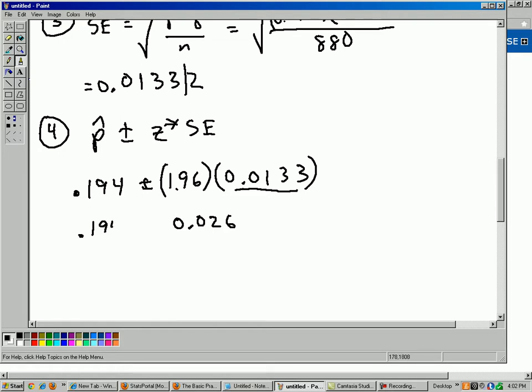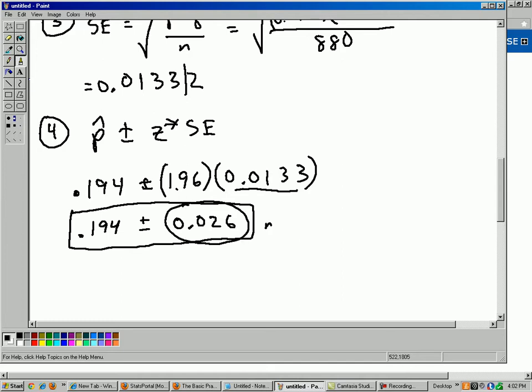So there's my confidence interval. That's one way to write it, 0.194 plus or minus 0.026. And by the way, the 0.026 is the margin of error. Let me circle that, margin of error. Which means that my p hat of 0.194 could be as far off as 0.026 from the real percentage of people who run red lights, at least at the 95% confidence.